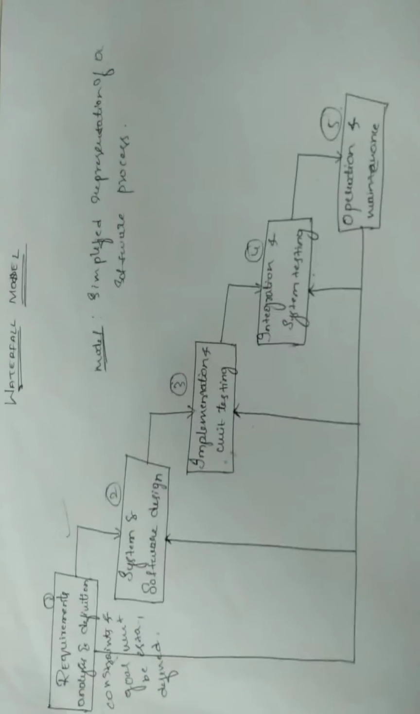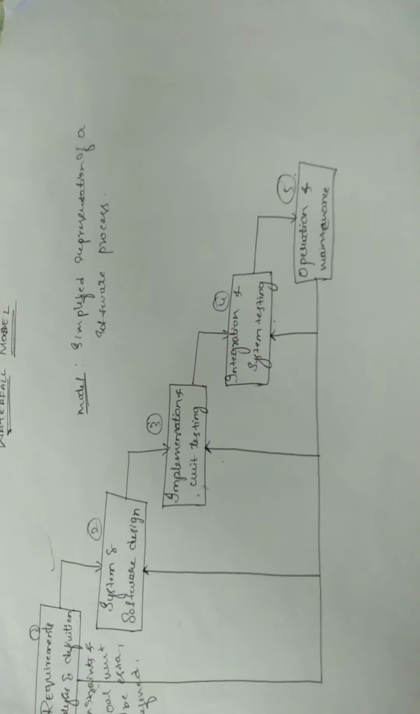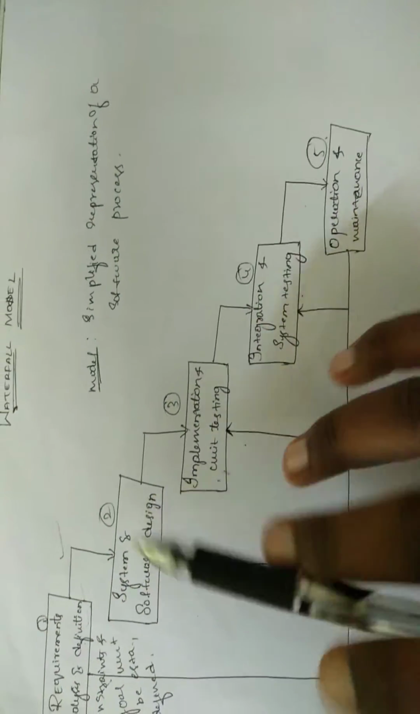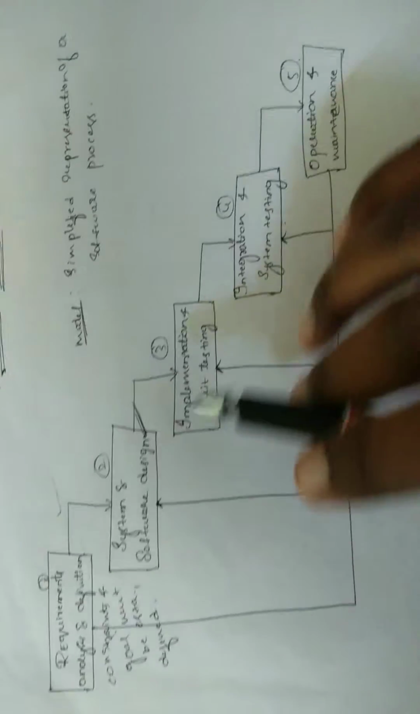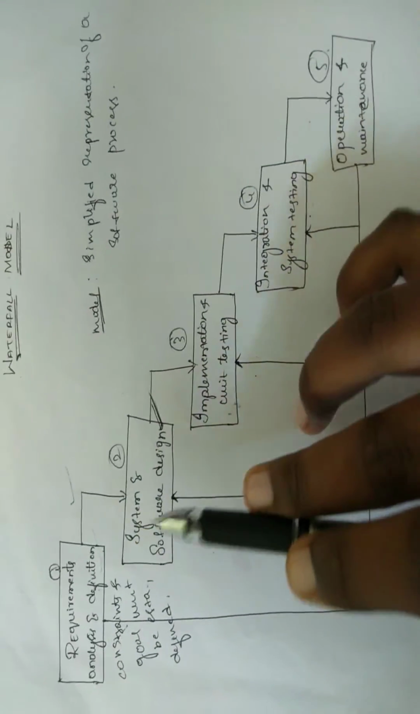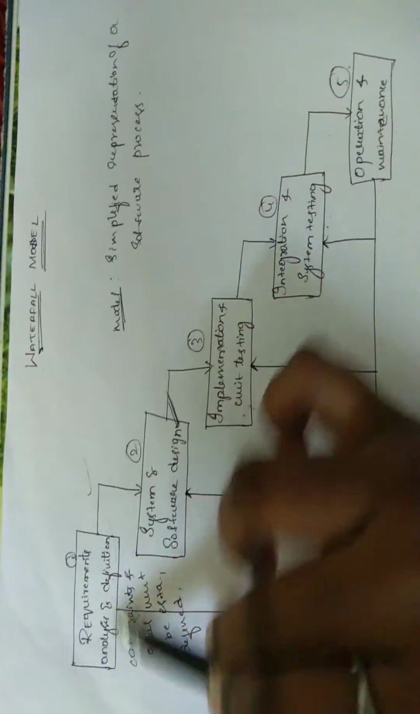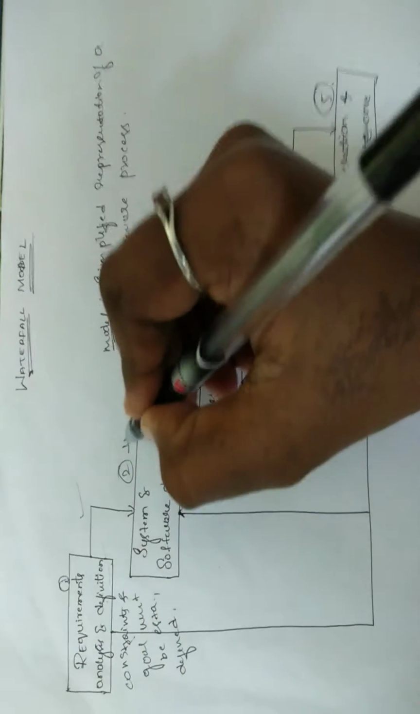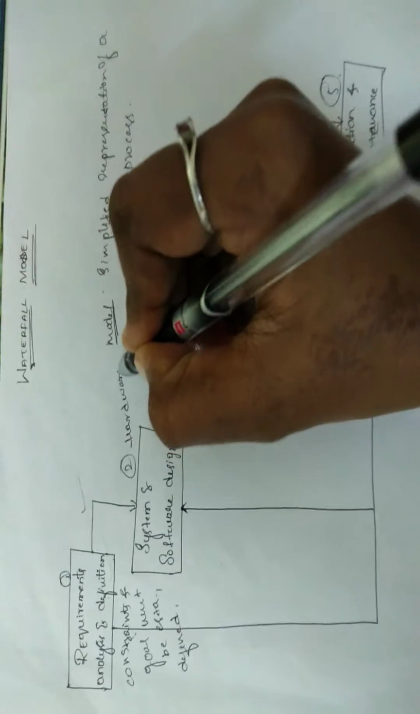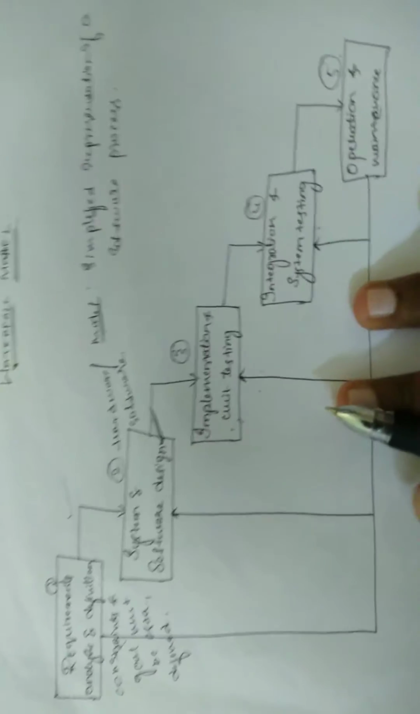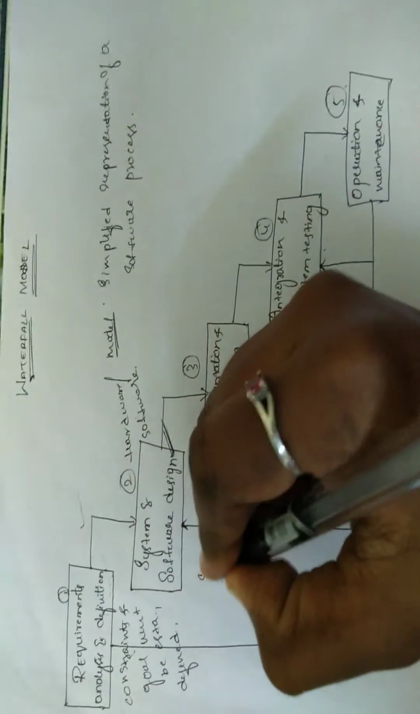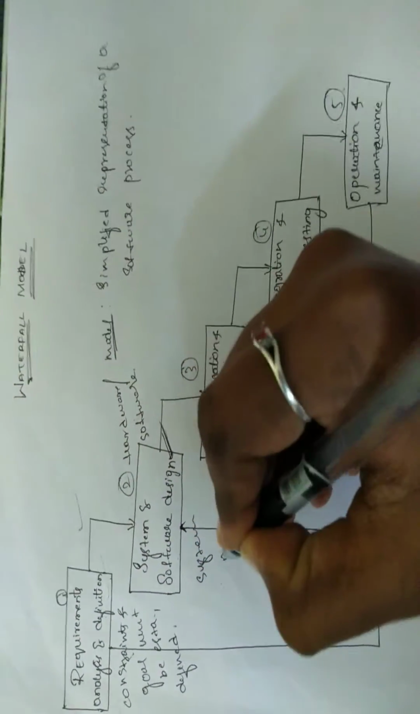Next, system software design. By seeing this we will understand that there should be some design. Okay, design, we have to design it. Now in this process we will design this. This process partitions the requirements to either hardware or software and it establishes overall system architecture.